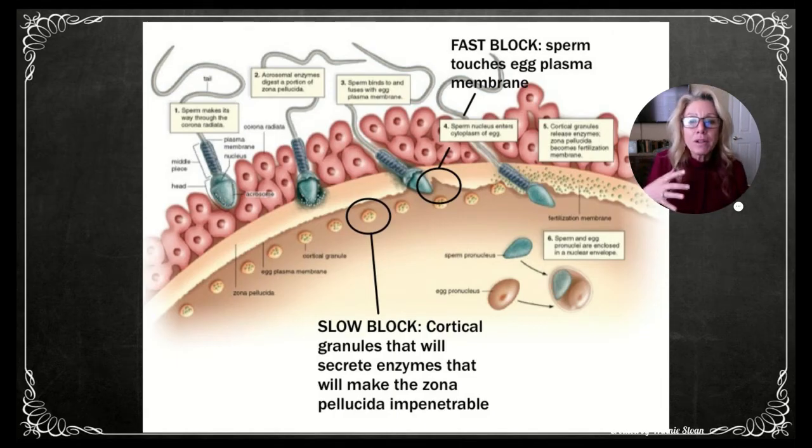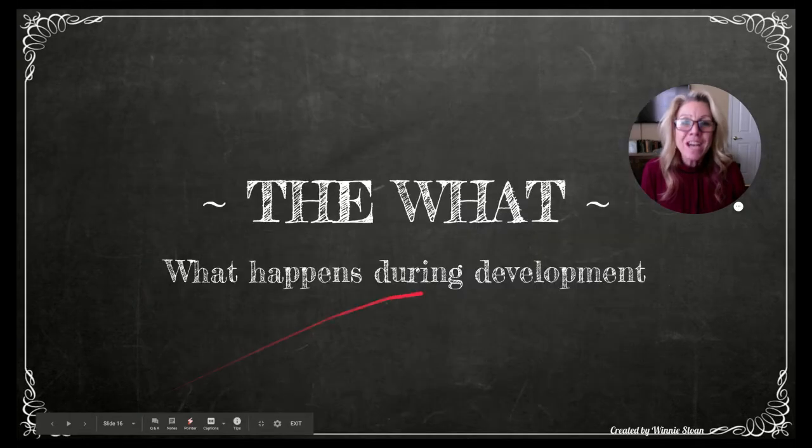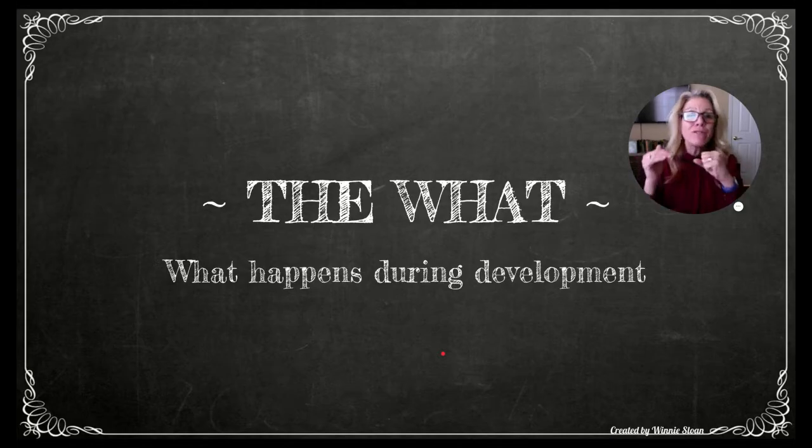And then slowly there's a slow block, and you're going to create a more firm barrier to prevent any other sperm from entering that egg. All right, so now let's start talking about what happens. This is right after the sperm fertilizes the egg. Now at that point, you're one cell and you are a diploid zygote.